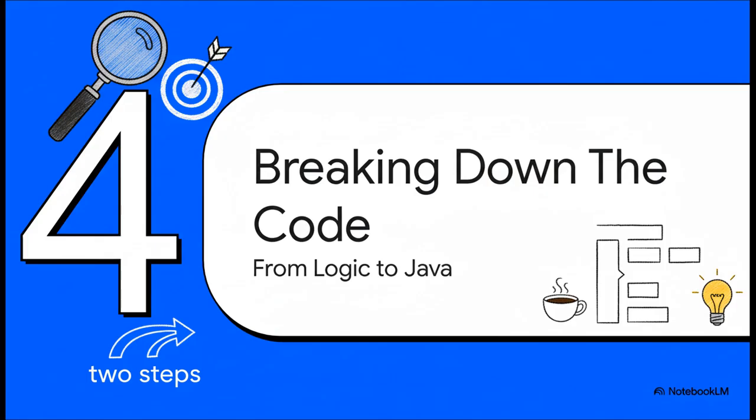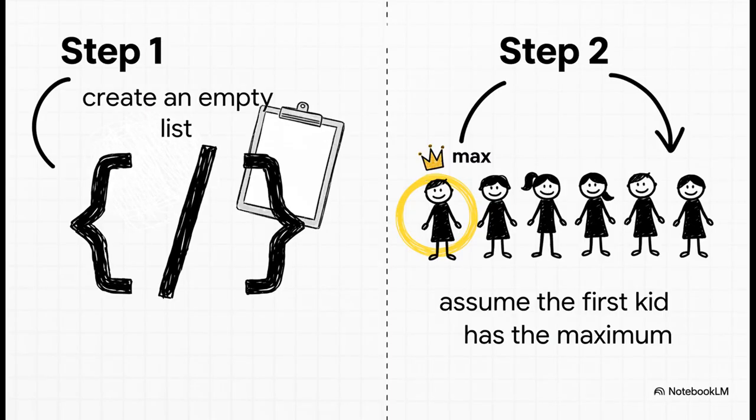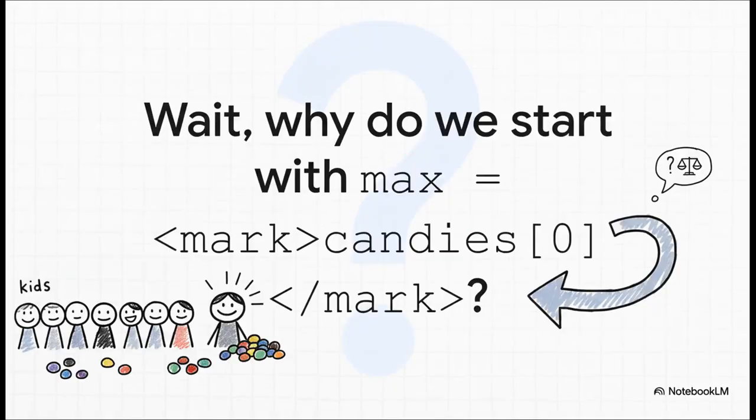Okay, I'm ready. Let's see how this actually turns into Java code. Perfect. Let's do it. First, we need a place to store our true and false answers, so we'll just create a new empty list. Then, for step 1, finding the max, we need a starting point. So we'll just tentatively assume the very first kid in the list has the maximum number of candies, just for now.